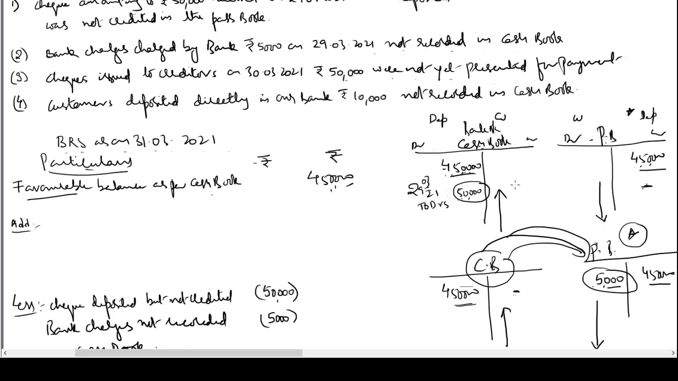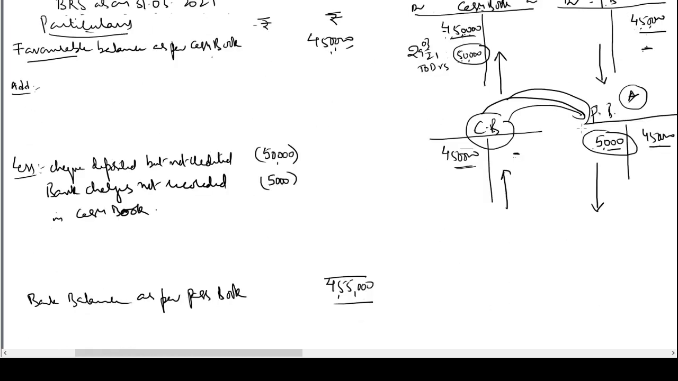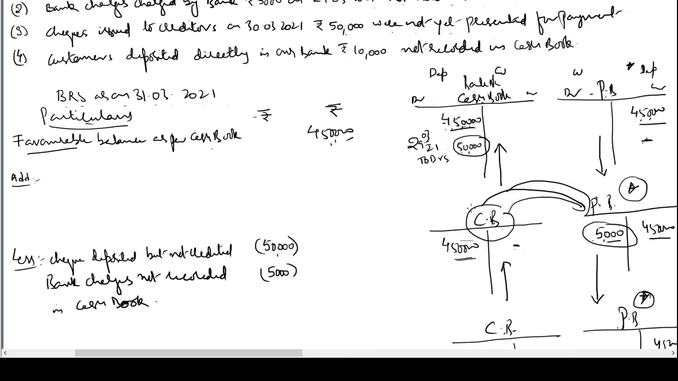Checks issued to creditors on 30th March 21, rupees 50,000 were not presented for payment. So I'll again prepare one more working note. Cash book, passbook, 4,50,000, 4,50,000. I'll put a star mark to passbook because I want to make cash book equal to passbook. Star here represents I want to make cash book equal to passbook, not passbook equal to cash book. Checks issued to creditors 30th March 21, rupees 50,000 were not presented for payment.